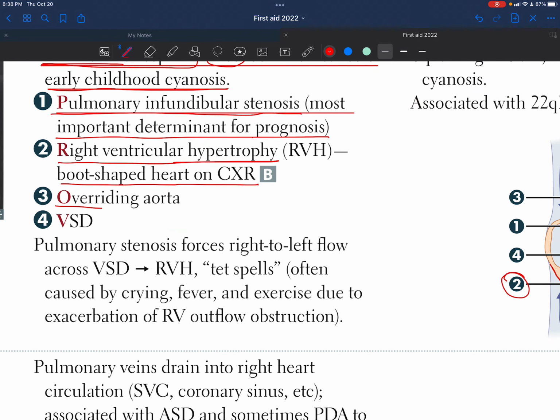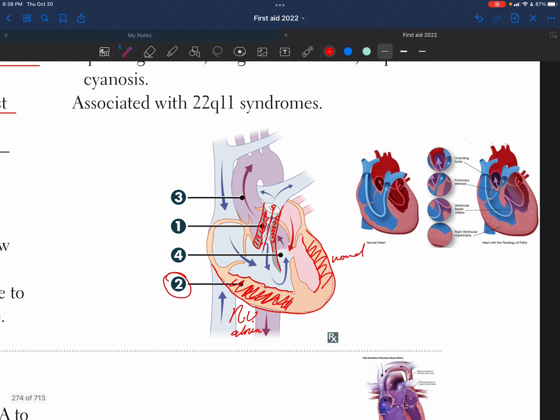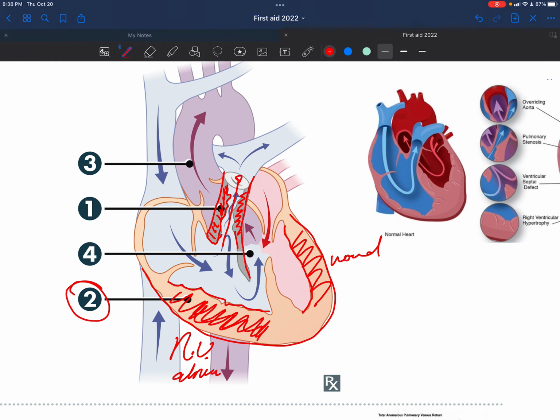For problem 3, it's overriding aorta. What is basically meant by overriding aorta is that the aorta, and I'm going to use the blue color here, this is the aorta. It's kind of purple, it's colored purple. This is the aorta.